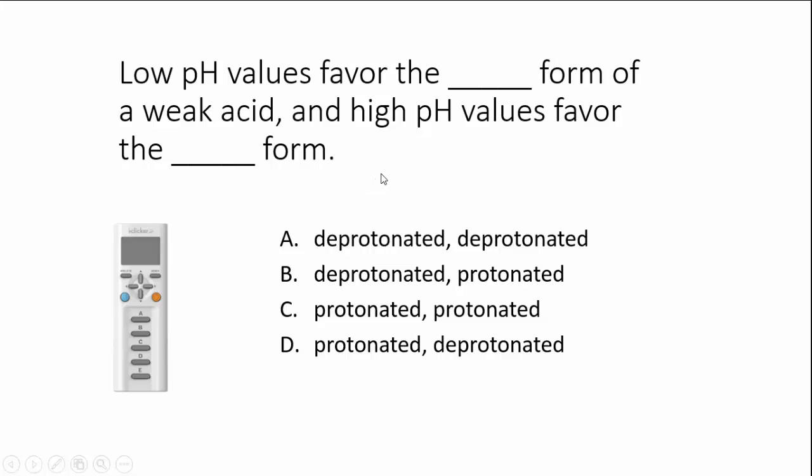A question like this tests students for their qualitative understanding. I'll let you read that and answer it. Okay, low pH values favor the protonated form. High pH values favor the deprotonated form. So I guess that's D.